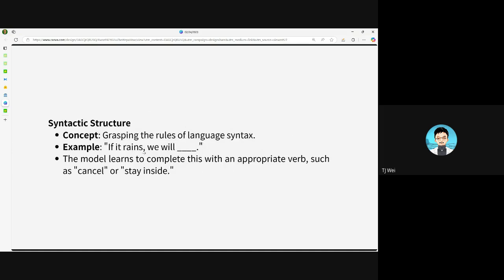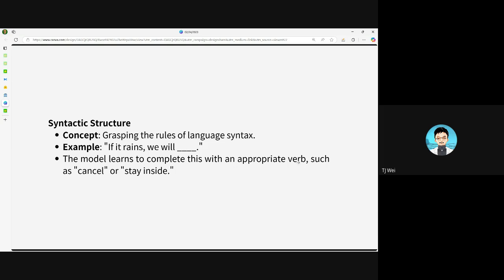Okay, another thing GPT can learn is the syntactic structure, the rules of the language. You can imagine if GPT does not have a certain understanding of grammar, it will be very difficult to complete a sentence that is human readable or understandable. For the training purpose, it would also be very difficult to guess the correct answer. So for example, if it runs really well, the model learns to complete this sentence with something like a verb, such as "cancel" or "stay inside."